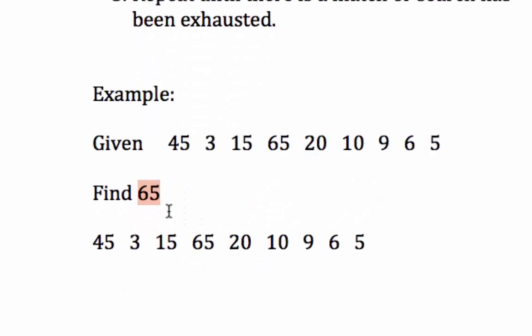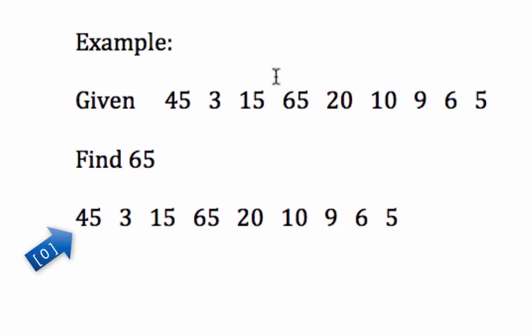So what do we do? Well, the first step is to start with the first value. In other words, we're going to access the first element in the collection. We know that that is the one with index 0, so it's very easy to locate. And then we're going to compare 45 with 65, where obviously they are not the same. There is no match. So what do we do? We go to the next element in our collection. That happens to be 3. And now we compare 3 with 65. And again, they are not the same. So we go to the next element in our collection, which is 15. And again, 15 and 65 are not the same.